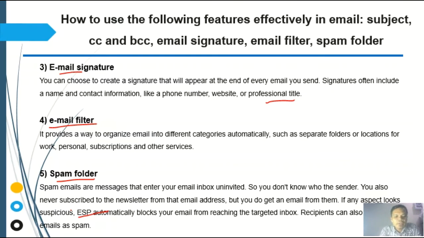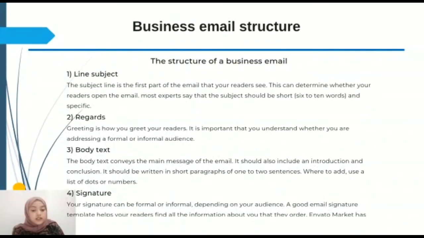And the next discussion by Tuti about email inquiry, please. Business email structure. The structure of a business email. One, subject line. The subject line is the first part of the email that your readers see. This can determine whether your readers open the email. Most experts say that the subject should be short, six to ten words, and specific.